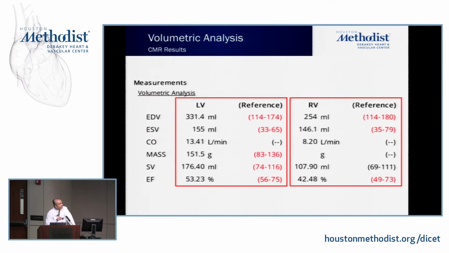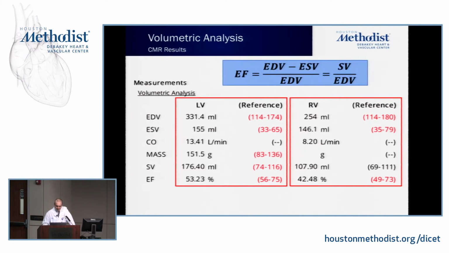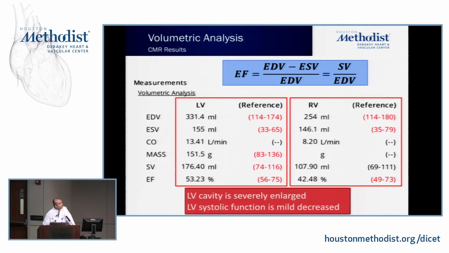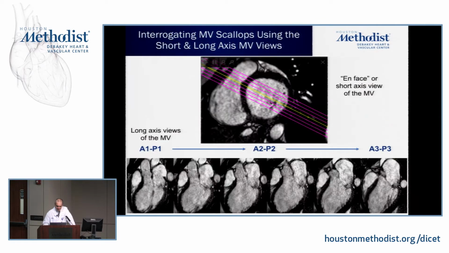And we can use the same principle that I showed you to also look at the right ventricle for volumes and EF. And then this is what we use as our basic analysis or basic methodology for assessing remodeling of the ventricle. And so in this case, based on these volumes, you'd say the LV cavity size is severely enlarged, LV systolic dysfunction is mildly decreased.